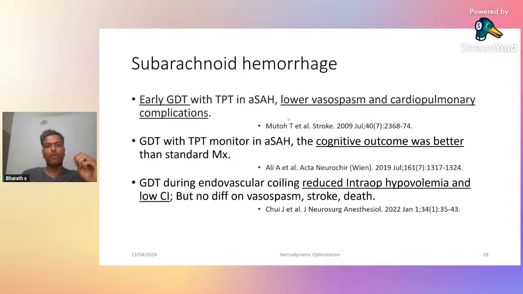And use of this early goal directed therapy has definitely had good outcomes. Some studies have showed lower vasospasm, some studies have showed good cognitive outcome, and even reduced incidence of hypotension and improved cardiac index.